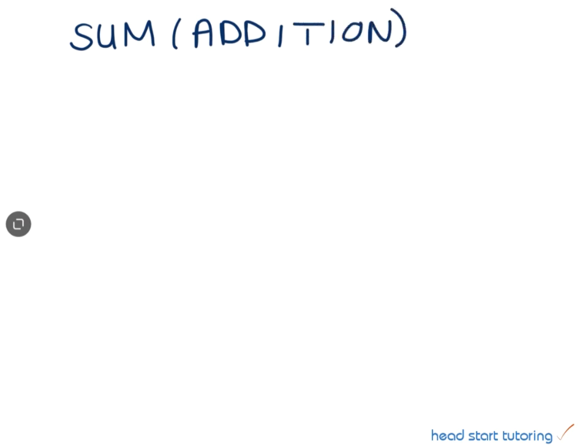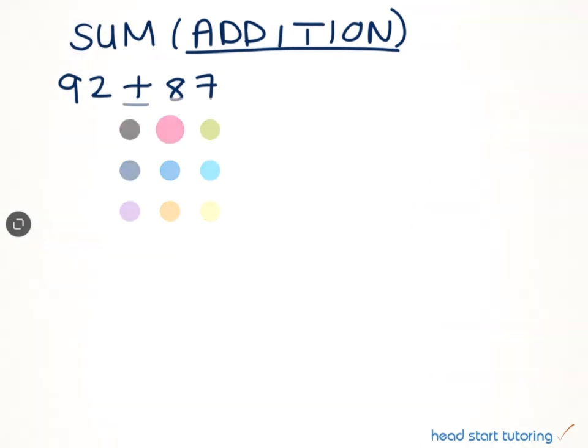We are going to be having a look at the 4 different operations. We've got addition, subtraction, multiplication, and division. And when we are adding 2 or more numbers together, we say that we sum those numbers together. So if you are asked for the sum of 92 and 87, that means you need to add those 2 numbers together. So let's just revise how we do that in a tower sum.